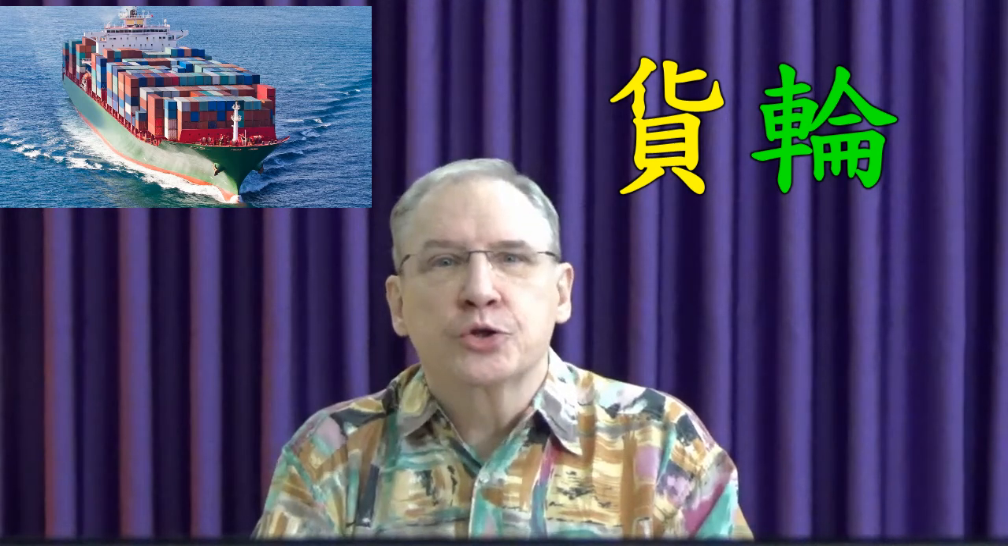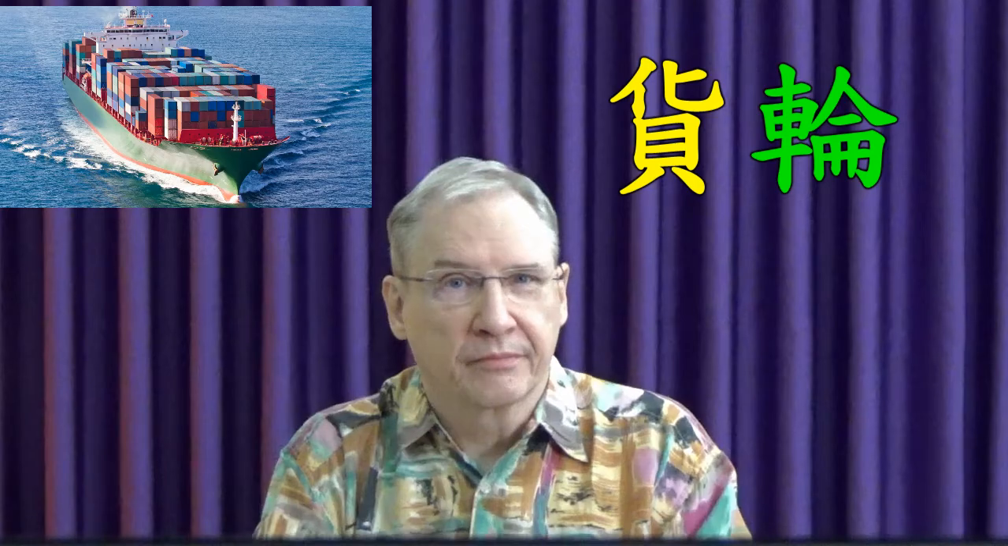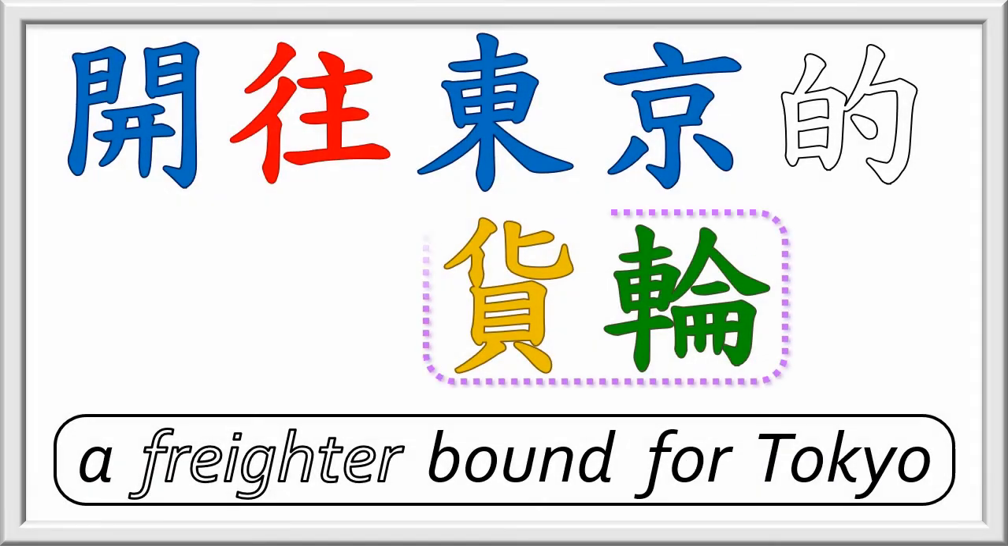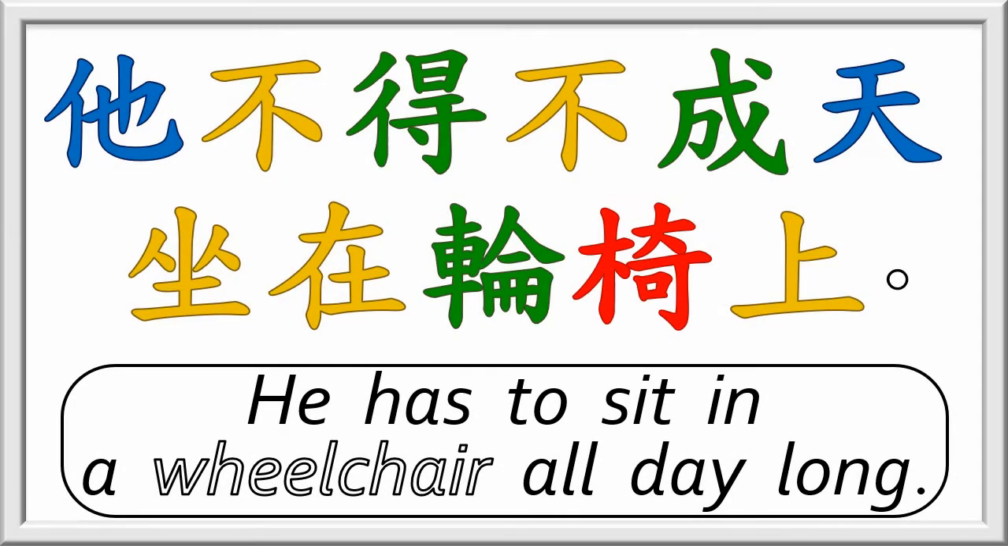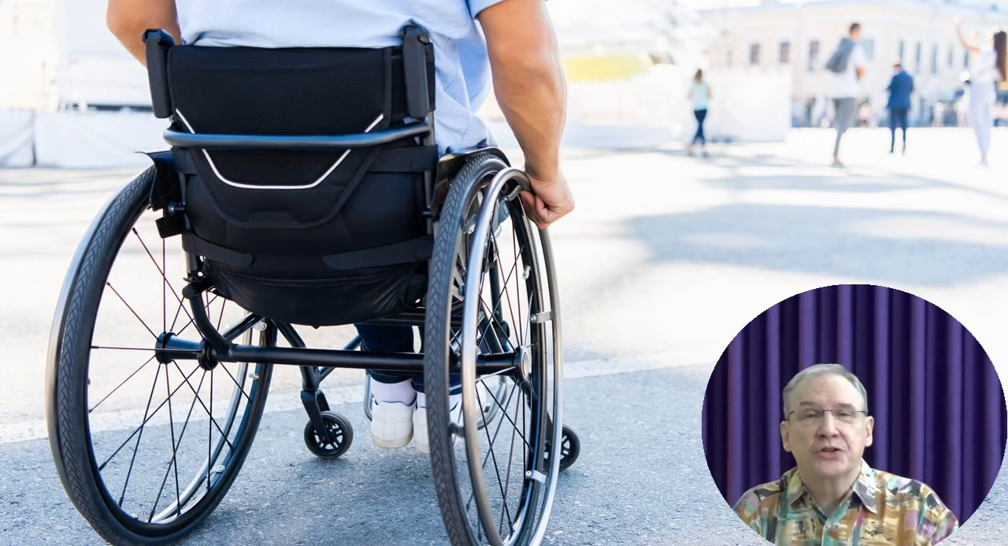So our first example has 货轮, the usual expression for a cargo ship or a freighter. 开往东京的货轮, a freighter bound for Tokyo. 他不得不成天坐在轮椅上. He has to sit in a wheelchair all day long. 成天, literally, to become a day, means all day long.